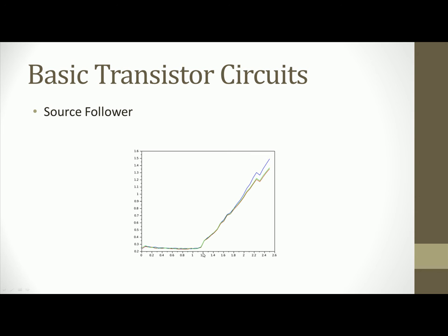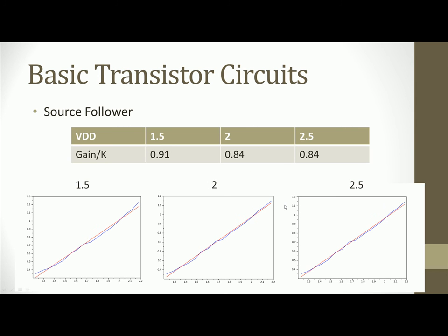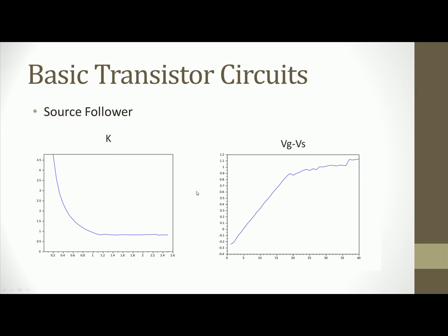By curve fitting the curve between 1.2 and 2 volt, we get the gain, which is kappa, for the two situations. The data is not very different, around 0.84 or 0.9. I think the relationship between kappa and the source voltage also means the relationship between kappa and the gate voltage, because for the source follower, the source voltage always follows the gate voltage.